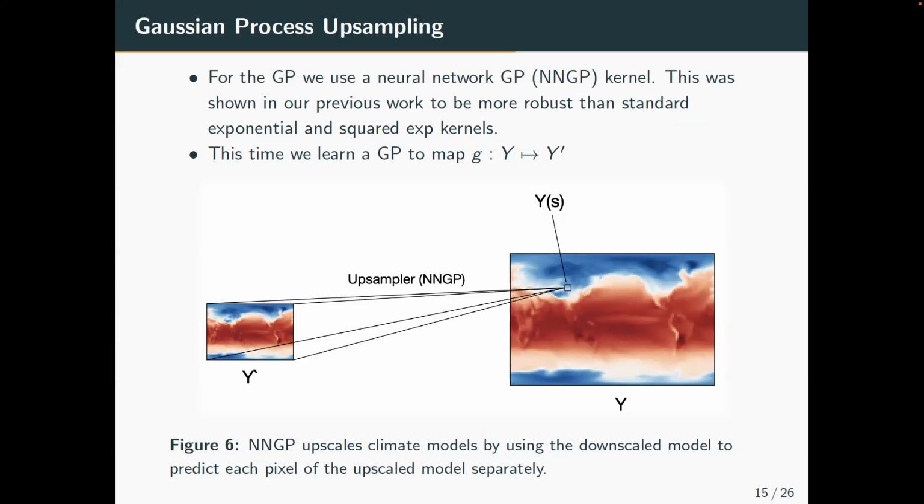For the Gaussian process upsampling, we described this a lot more in the paper, but just to give you an idea of what is happening, we want to define a Gaussian process that's going to map from something that is relatively high dimensional, like the prediction of our CNN, to the original data, which is extremely high dimensional.